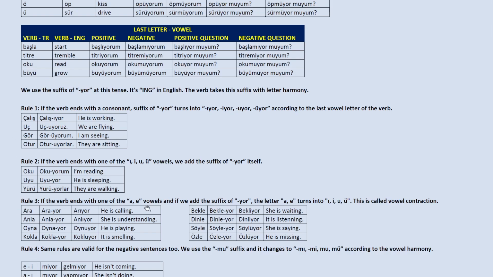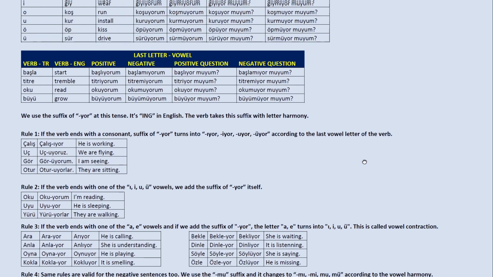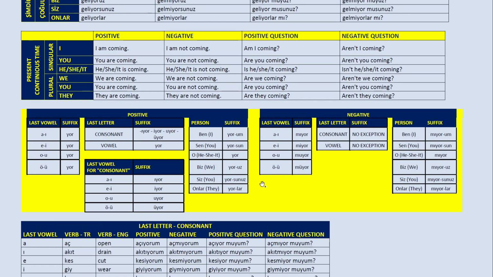This rule doesn't apply when the verb ends with I, U, Ü. When the verb ends with one of these letters, we use the suffix itself, -yor. And these rules are valid for the negative sentences too. We use the -mı suffix and it changes to -mı, -mi, -mu, -mü according to the vowel harmony, as we saw here. We are looking at the last vowel. Then we decide which one to use. Mıyor, miyor, muyor, or müyor.